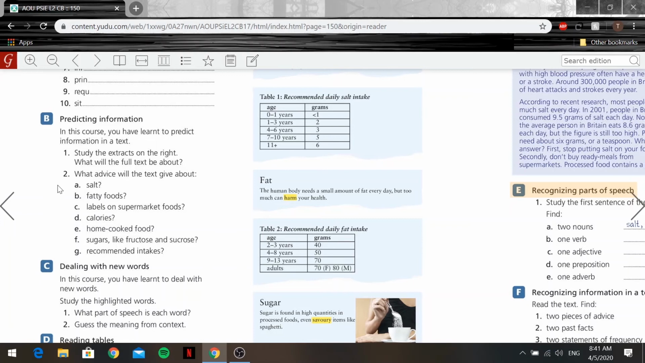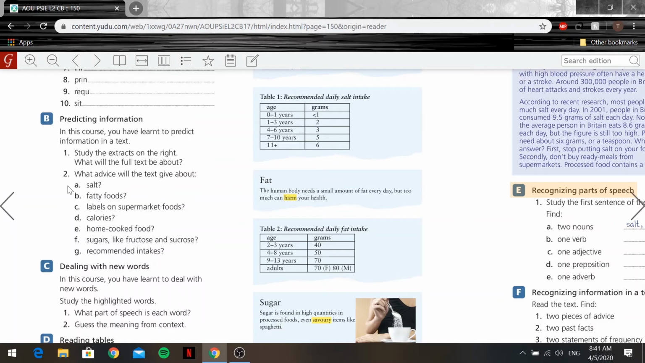Let's go over this B2 exercise one more time. So we'll start with salt. What advice will the text give about salt? For that, we'll say not to eat too much salt, okay, because there is a lot of hidden salt in some foods, okay, like sausages, salami, ready meals, okay, and processed foods. B, we have fatty foods. The text said, obviously, again, don't eat too many fatty foods because too much fat can be dangerous. C, labels on supermarket foods. Well, the text says that we should check labels to find, you know, salt, calories, fat, and other micronutrients. Okay.